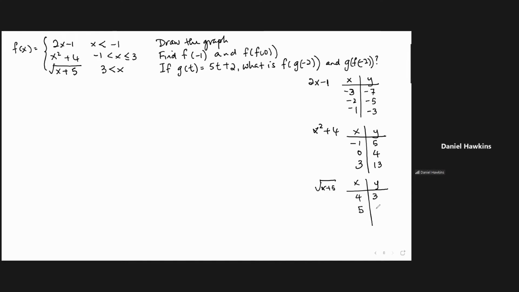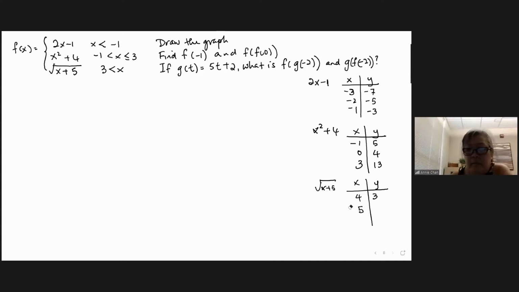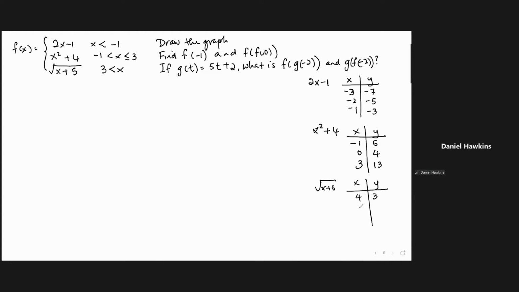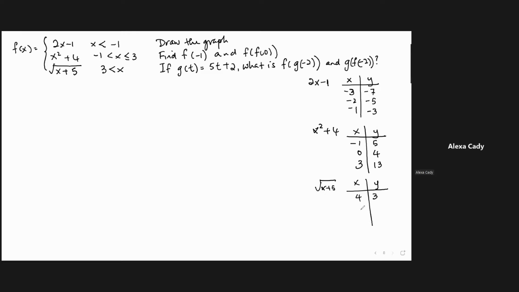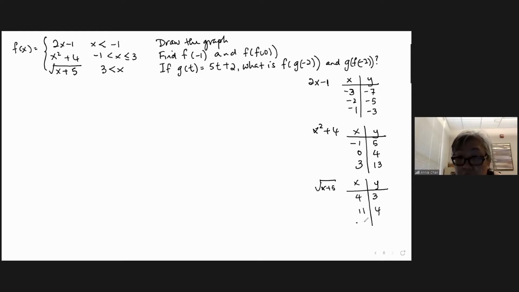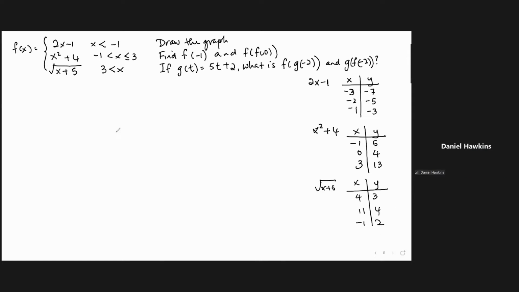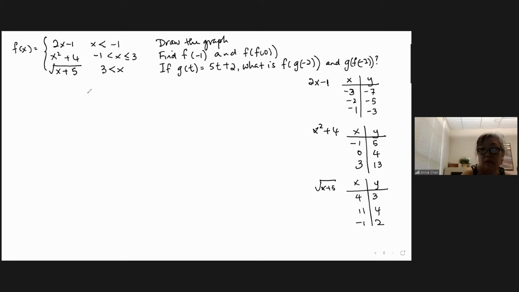5 plus what is a square rootable number? Oh, give an easy number. 4 is an easy number. How about 11 and get 4? Okay, negative 1 is 2. It's gotta be greater than 3, right? Never mind. I'll show you. It's okay.